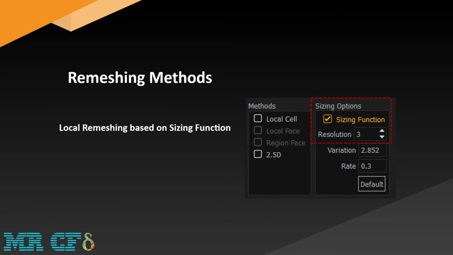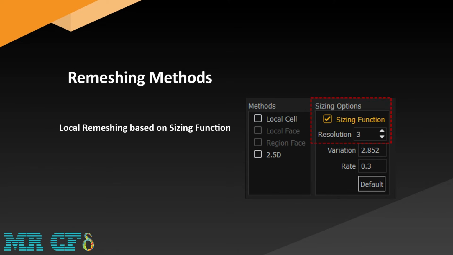There is another feature in the software that instead of marking the cells based on the maximum and minimum length scale, the mesh cells can be marked based on the size distribution created by the sizing function. So for this, the sizing function option must be activated.